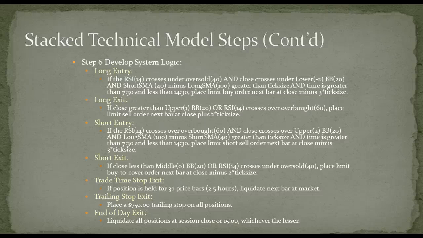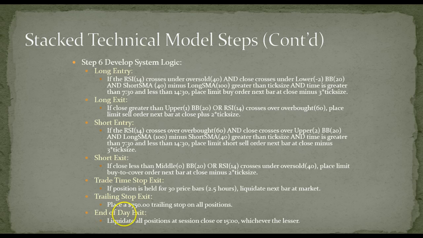The short exit: if the close is less than the middle Bollinger Band, just the simple moving average there, or the RSI crosses over the oversold, place the limit buy to cover order at the next bar at close minus 2 times the tick size. So you can tell that the long exit and the short exit may not be hit. Therefore, we need to add in extra checks to make sure that we can liquidate our positions.